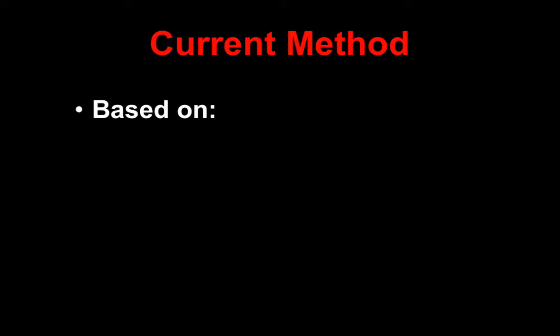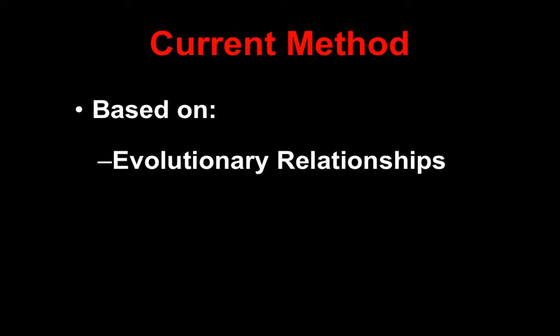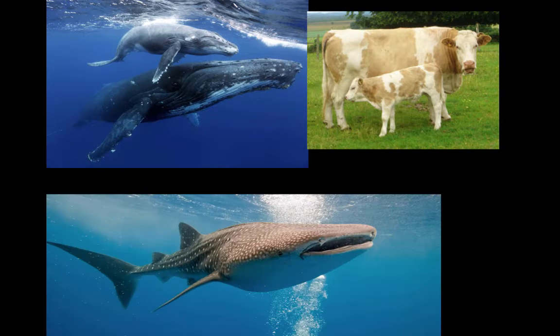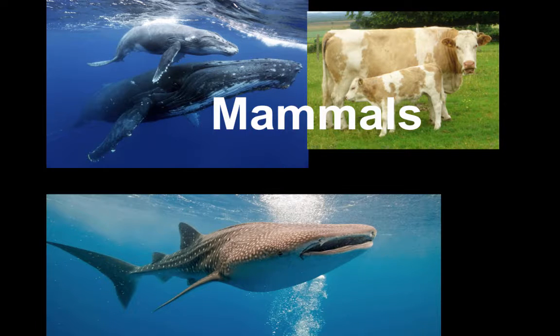So nowadays what we do is we base our classification of organisms on their evolutionary relationships and common ancestry. So for example, we would put this whale in the same grouping as a cow and not as a whale shark, because the cow and the whale are both mammals and the shark is a fish. So evolutionarily, mammals are a much more closely related group than they are to fish.